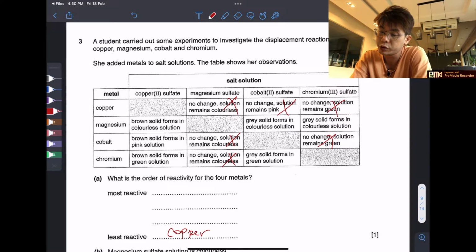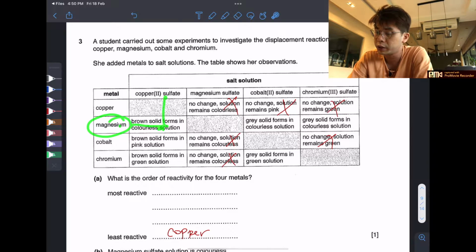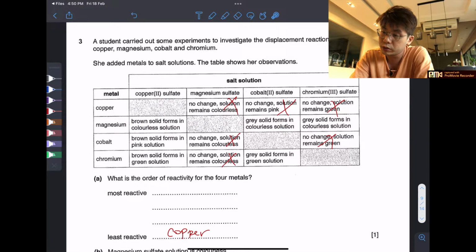So let's see which one is the most reactive. I think we go with the knowledge we know. Magnesium is generally quite reactive. We can see that magnesium actually displaces copper because a brown solid forms, that is most likely copper. A grey solid forms, that's most likely cobalt. And the last one, a grey solid forms, also most likely chromium. So over here I can safely say that magnesium is the most reactive.